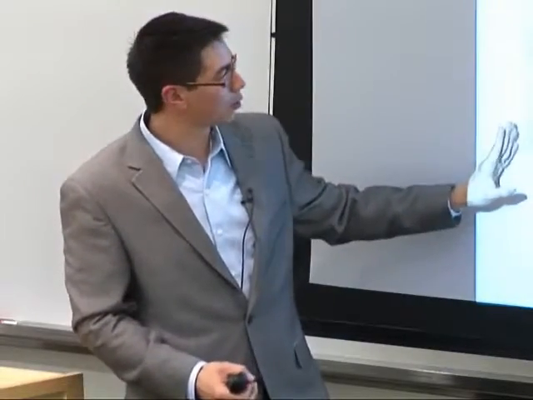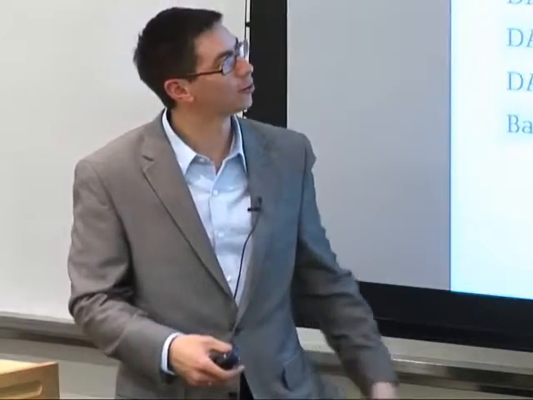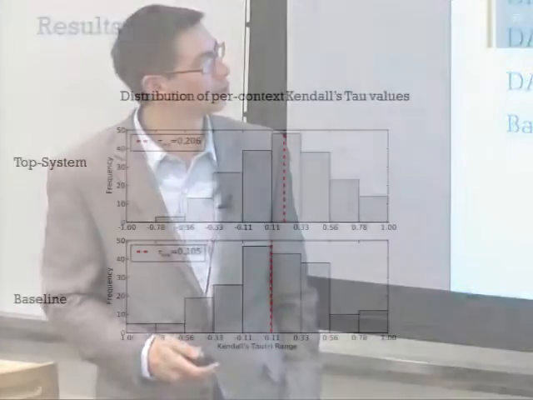The big takeaway here is that if we go from the baseline features, which are the surface form and lexical similarity features, and start to add more of the DISCUSS features, we get a bump in improvement, and it's significant from here to here. I don't have all the significances in between. You see that for most of these measures, and if you recall, all the tutors agreeing with each other was 0.148, and the mean Kendall's tau of the best system was 0.191, so it's roughly how the tutors go.